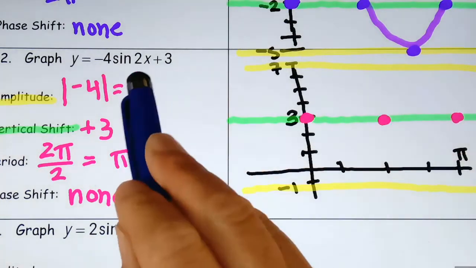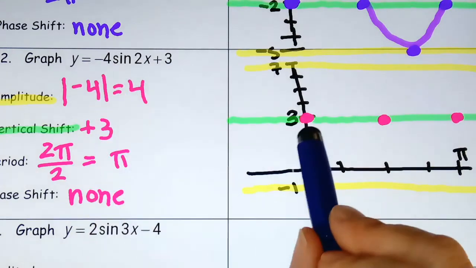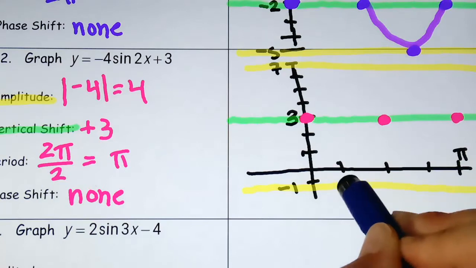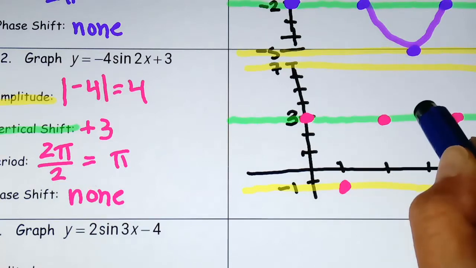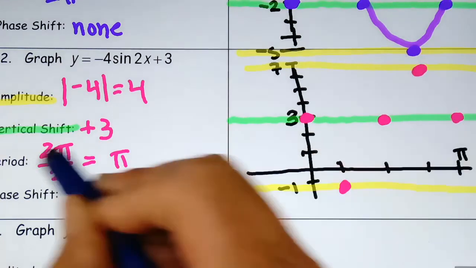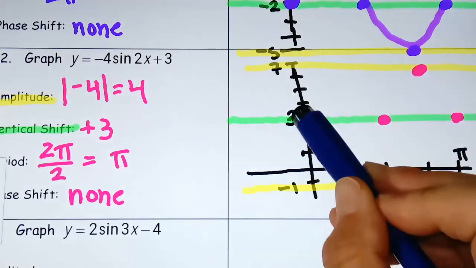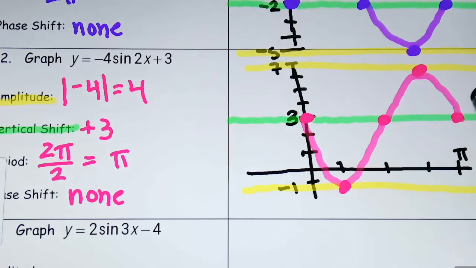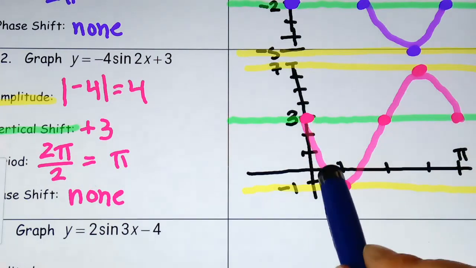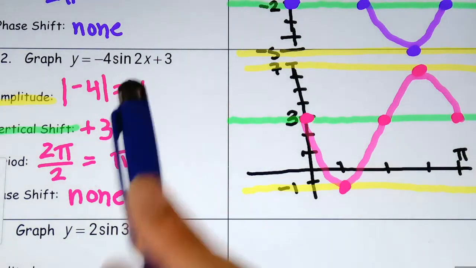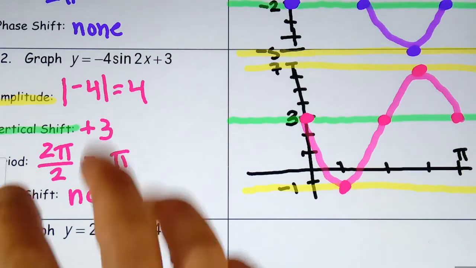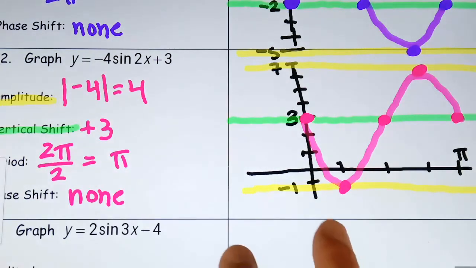And then because this is a -4, instead of going up first, I'm going to go down 4. 1, 2, 3, 4. And then here, up 4. And then I'm going to connect. And there's my sine. And again, it started below, going down this time instead of up because it's a negative amplitude. Okay, so let's take a look at number 3.